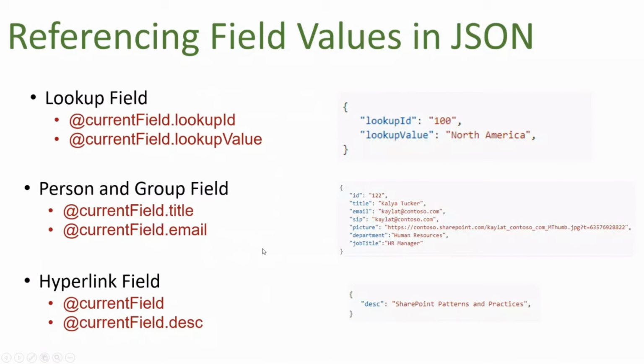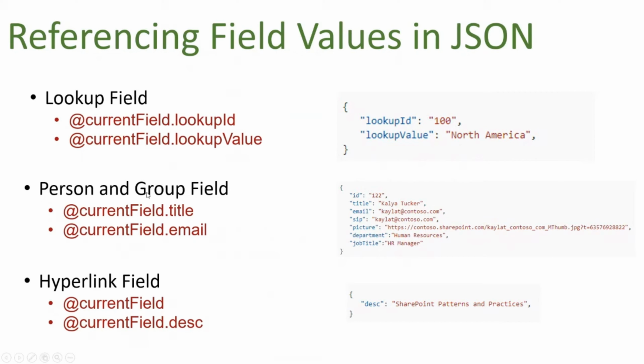Okay, now there would always be a complex column type, right? The simple types, single line of text and multi line of text, are fine, but the complex types like lookup, person and group, hyperlink, and field do not have directly the values which would be written. In the lookup case we would have lookup ID and lookup value. So you can always use @currentField.lookupID, which will give you the item ID of the lookup, and if you use lookupValue, it will give you the value of the lookup. Same goes with the person and group field.